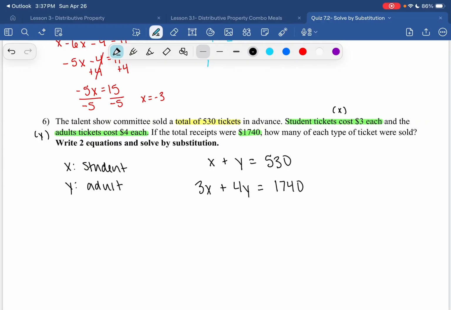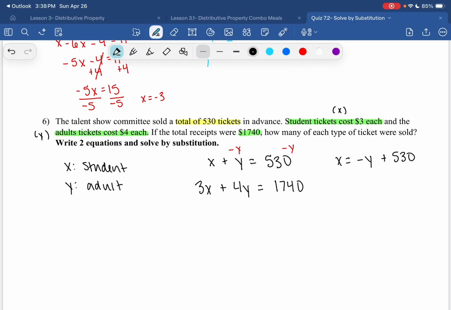Now remember, we need to get one equation to say x or y equals. So I'm just going to subtract y from both sides. So I now have x equals negative y plus 530. Now, if you wrote 530 minus y, that's perfectly fine. Or if you solved for y instead and you had y equals negative x plus 530, again, perfectly fine.